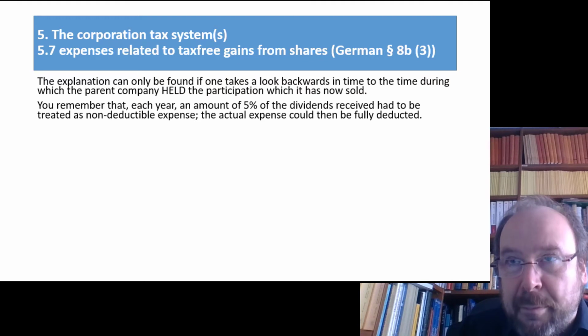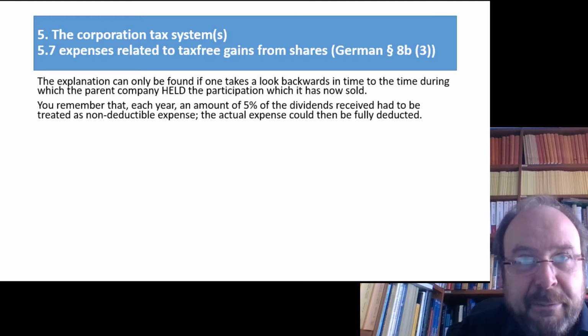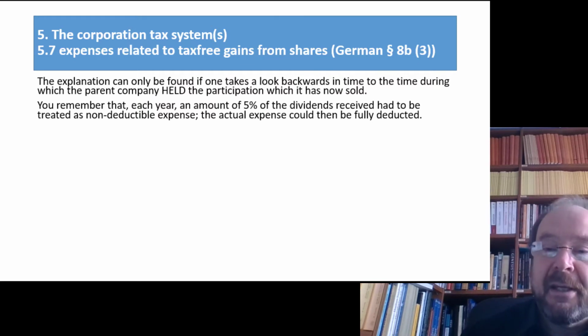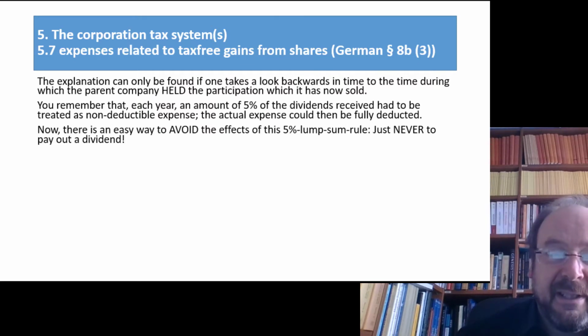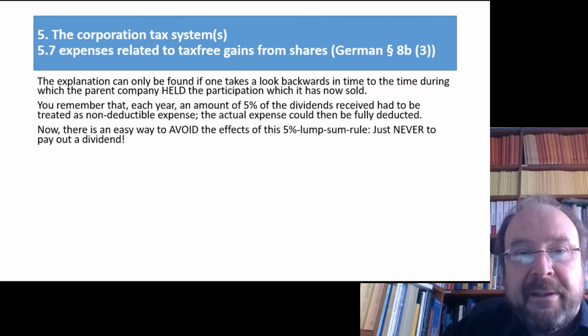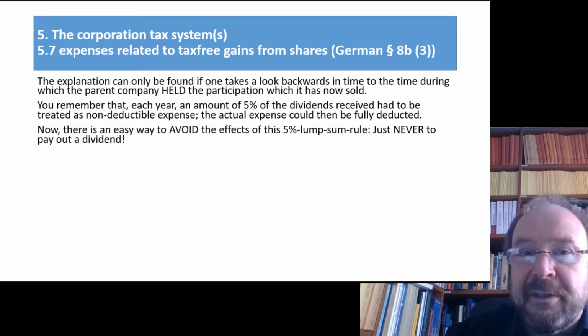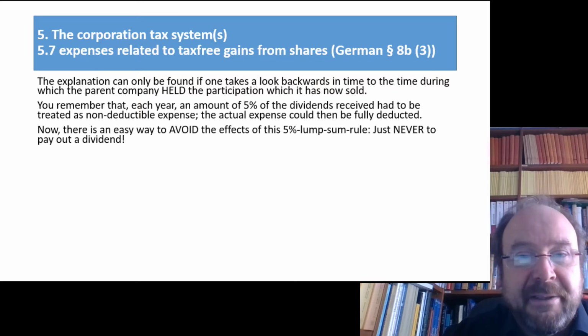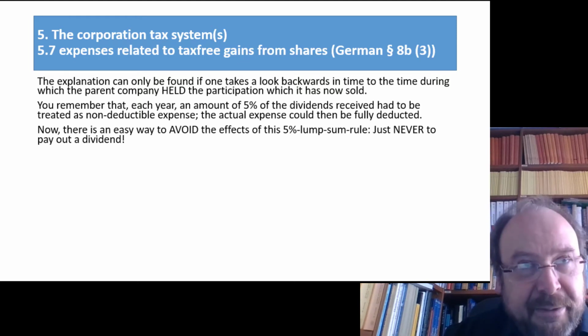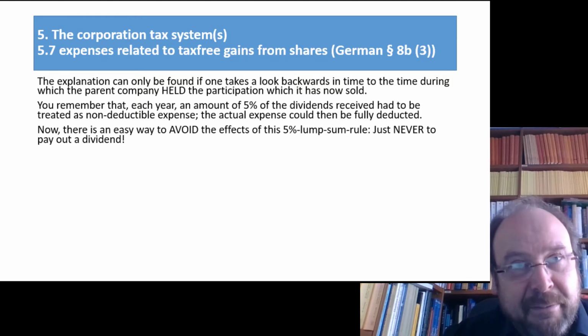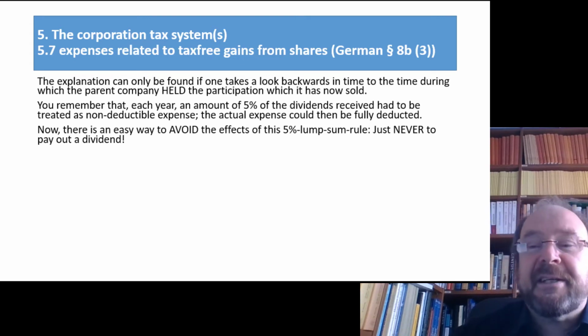And as a consequence of that, we allow you and even expect you to fully deduct all the actual expense. And now there was a very easy way to avoid getting hit by that 5% lump sum rule. You just never pay out a dividend. You keep all that money in the subsidiary. When you need some liquidity, you ask the subsidiary for a credit and pay interest to it. But you never pay it out as a dividend.